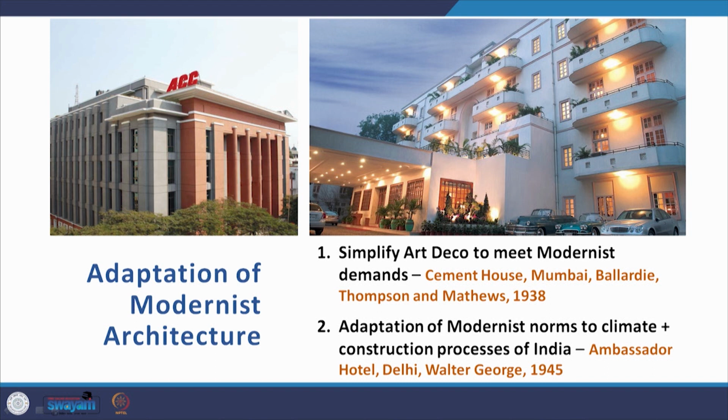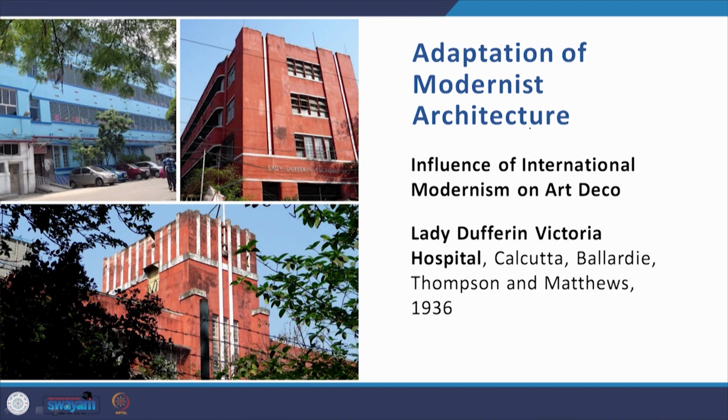And then the adaptation again of modernist norms to the climate and construction process of India, the Ambassador Hotel here in Delhi by Walter George. Of course, this is not purely modernist, so to say, because if you look at the balconies, you are reminded of Art Deco with their curved forms. And then the influence again of international modernism on Art Deco, you find that in the Lady Dufferin Hospital by Ballardie, Thompson and Matthews in Calcutta in 1936.